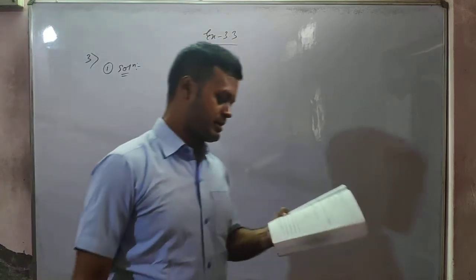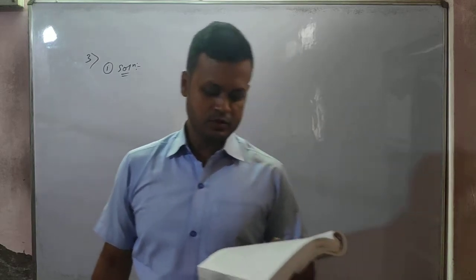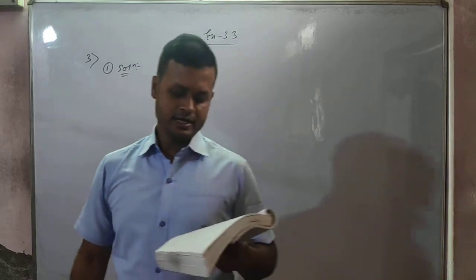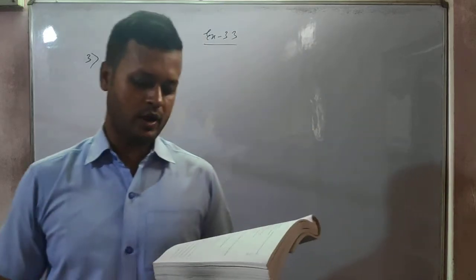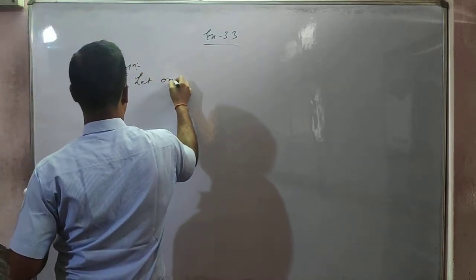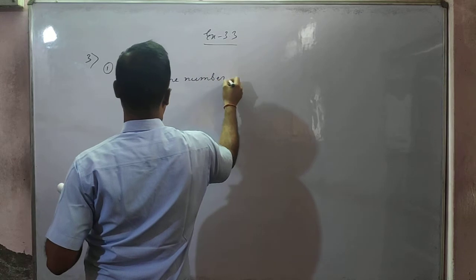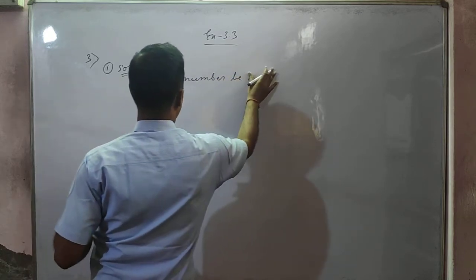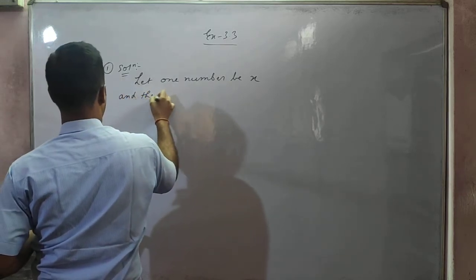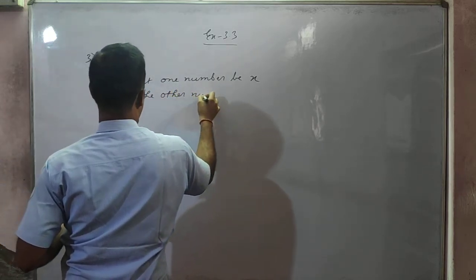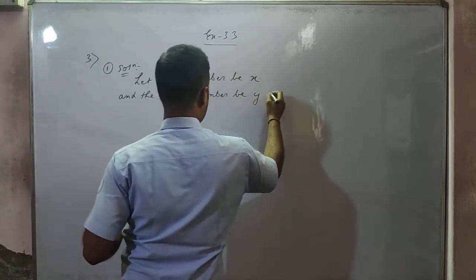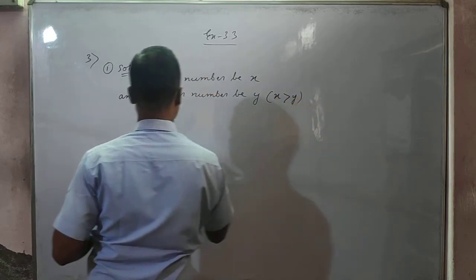The difference between two numbers is 26 and one number is 3 times the other. Two numbers are there. So let one number be x and the other number be y. We will consider that x is greater than y here.